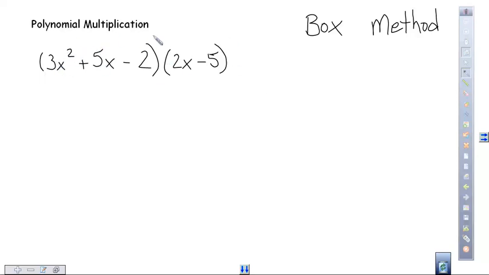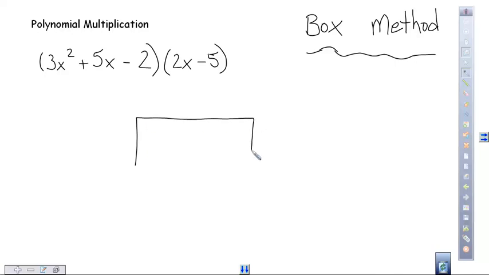I can take 3x squared, distribute it to both of them. 5x, distribute it to both of them. Negative 2, distribute it to both of them. I will give the warning that if you are going to try and do that, it's very easy to skip one by accident, get distracted. If you use the box method, it's impossible to skip one because you would have a big empty box. It would be quite obvious you skipped one.